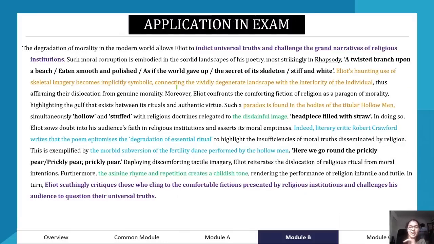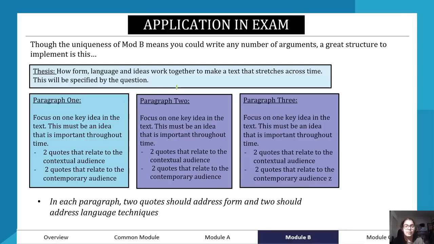Finally, our personal interpretation. So in the topic sentence, we see the modern world allows Eliot to indict universal truths and challenge grand narratives of religious institutions. And we end with, he critiques those who cling to comfortable fictions presented by religious institutions and challenges his audience to question the universal truth.